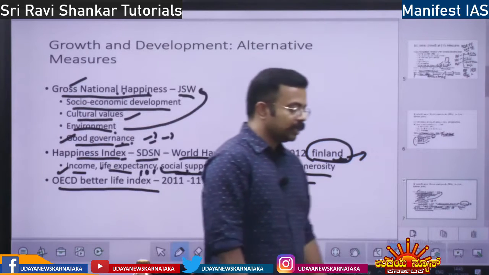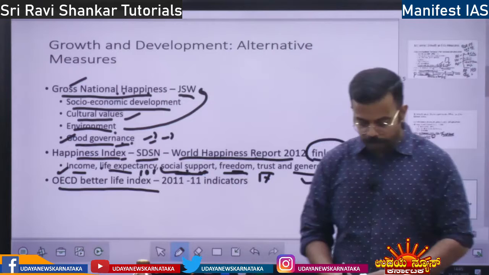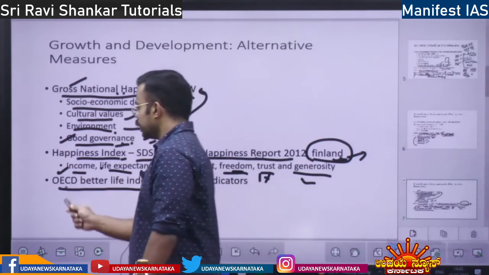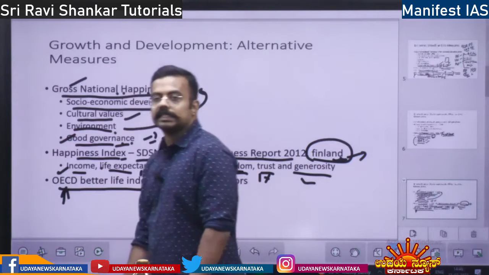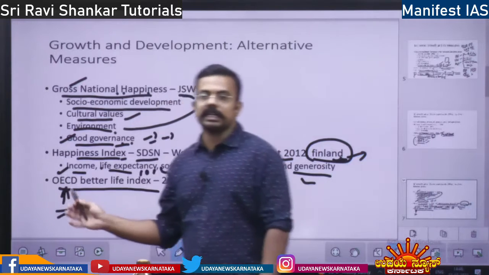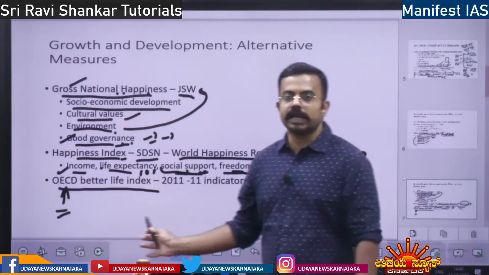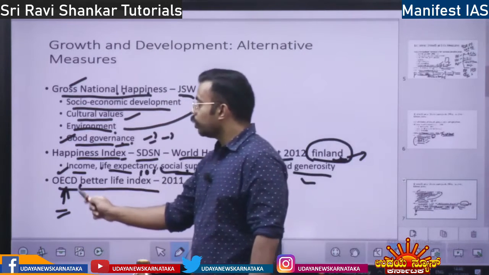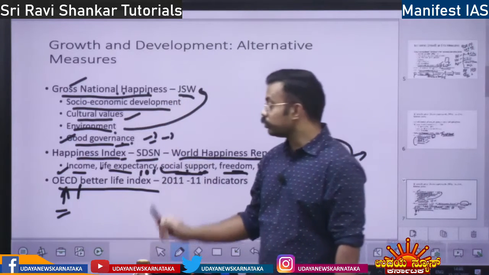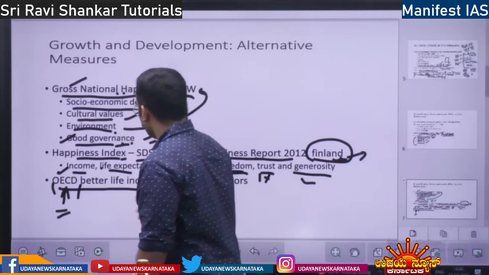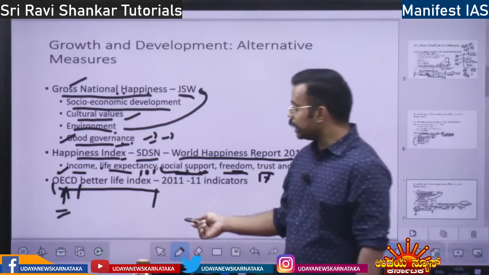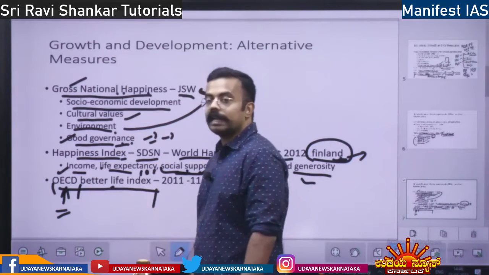What is OECD? Organisation for Economic Co-operation and Development. It is an organization of developed countries. It is majorly European countries, but there are non-European countries also, though majorly European. OECD is an all-exams favorite. You should know what OECD is. So the Better Life Index, as a counter to GDP, they are saying we are giving the Better Life Index.